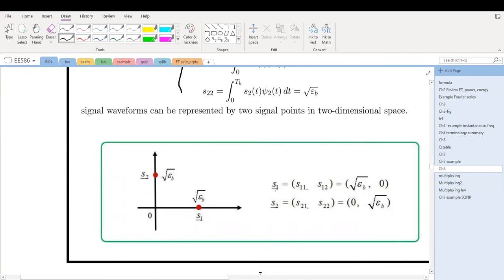Therefore, the geometric representation here is a vector. It has 2 dimensions. This is the dimension of psi 1(t), and this is the dimension of psi 2(t). The coefficients become a vector. This vector has 2 coefficients. This is for the first signal, the first pulse, and this is for the second pulse, which also becomes a vector. That's here.